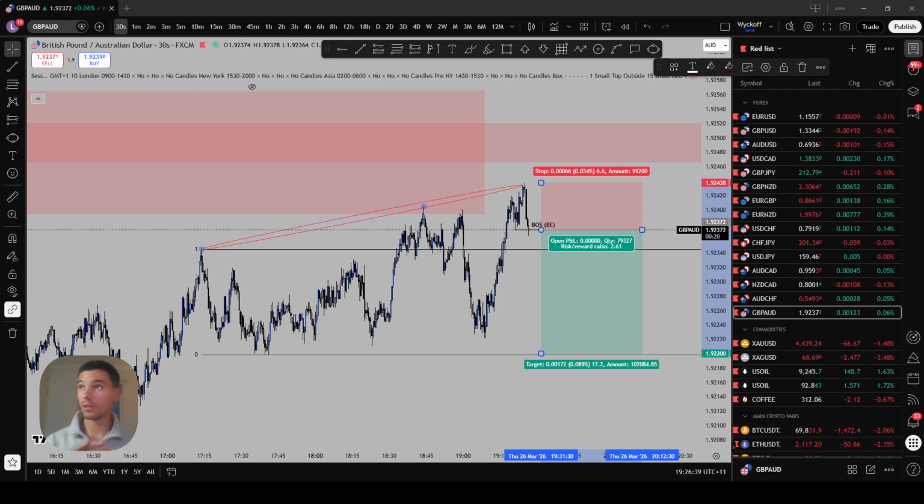GBP AUD. Hopefully we can get a decent pullback, and hopefully spreads don't cook us.